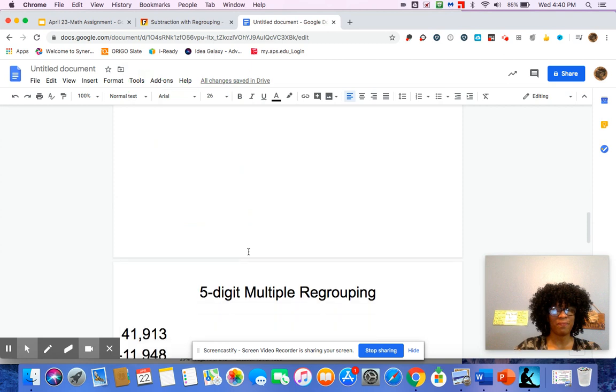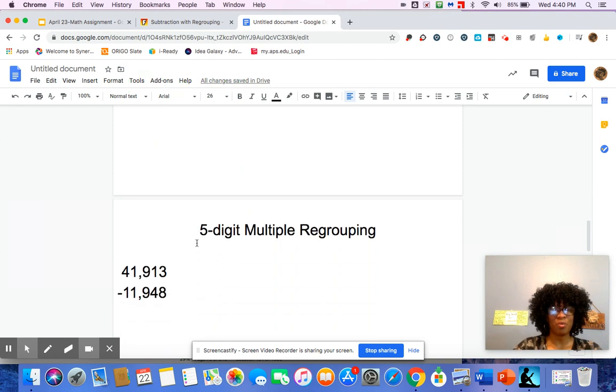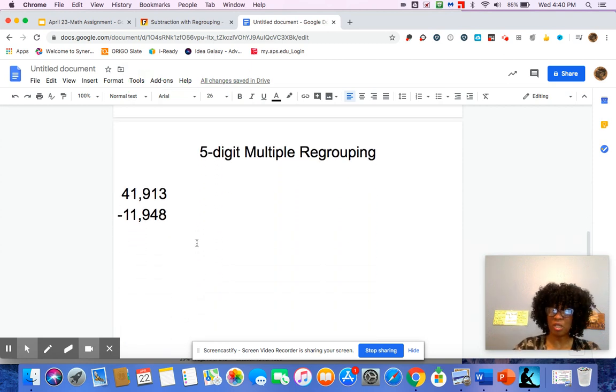All right. So we are going to try a 5-digit number that has multiple regrouping. So what I mean by that is if you remember in the problem we just did, we only had to borrow from the hundreds to give to the tens place. But on this one, we're going to have to do a little bit more than that, okay? So let's read the problem.